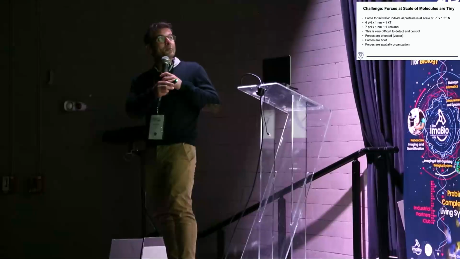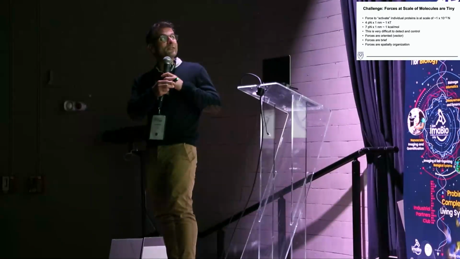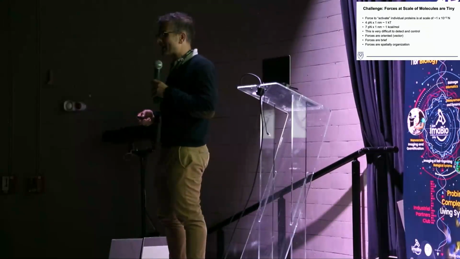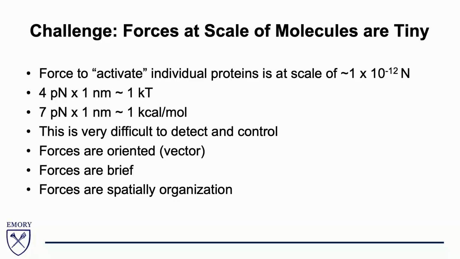And if you prefer to use kTs, 4 piconewtons applied at a distance of a nanometer is a kT. If you prefer to use kcal per mole, it's 7 piconewton nanometers. That's roughly a kcal per mole. So they're small units of energy. Most of these are piconewton scale. Not only are they small, but they're oriented, they're transient, so they're brief, and they're spatially organized. And so they're hard to detect.